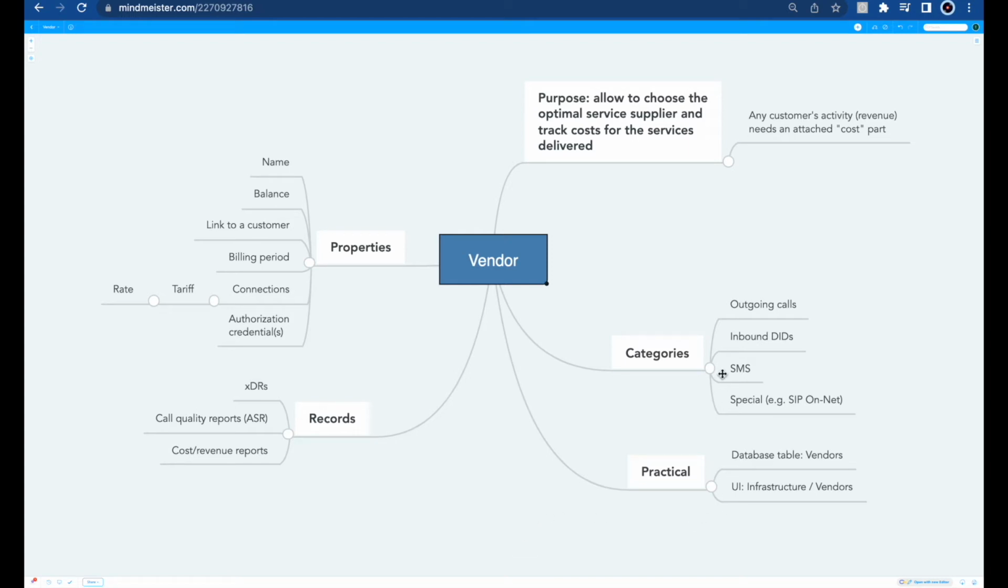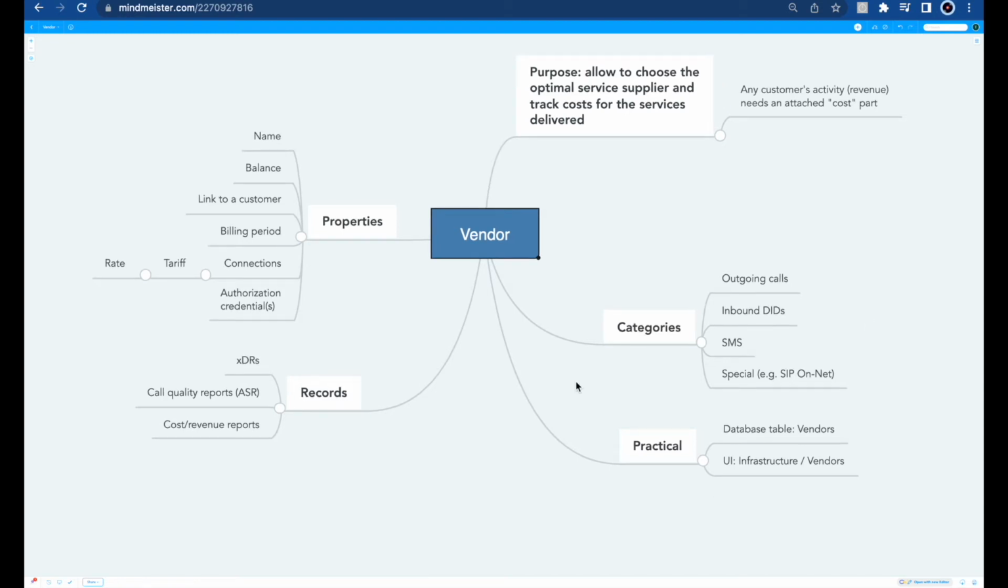What kind of vendors are there in PortaSwitch system? There are vendors that allow sending outgoing calls for termination. So they're connecting the PortaSwitch to the real phone network. There are also vendors that provide DID numbers to resell to our customers for incoming calls. There are vendors that provide SMS service, and special vendors like the internal vendor that represents a SIP-to-SIP connection for the situations when the calls are made within the framework of the PortaSwitch itself.